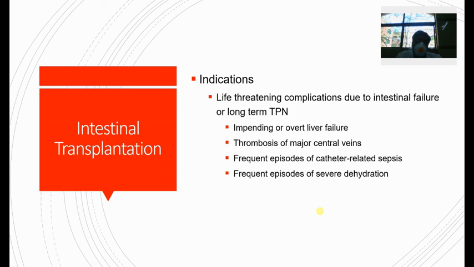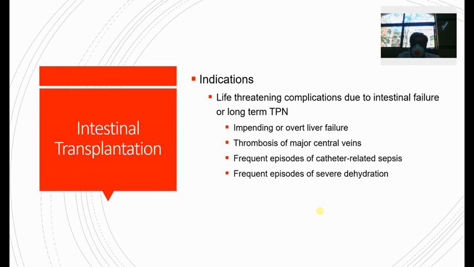And with failure of these procedures, some surgeons also think of intestinal transplantation. The indication for intestinal transplantation is life-threatening complication due to intestinal failure or long-term TPN with impending or overt liver failure, thrombosis of major central veins, frequent episodes of catheter sepsis, and frequent episodes of dehydration. But until now, no great success has been reported with intestinal transplantation.